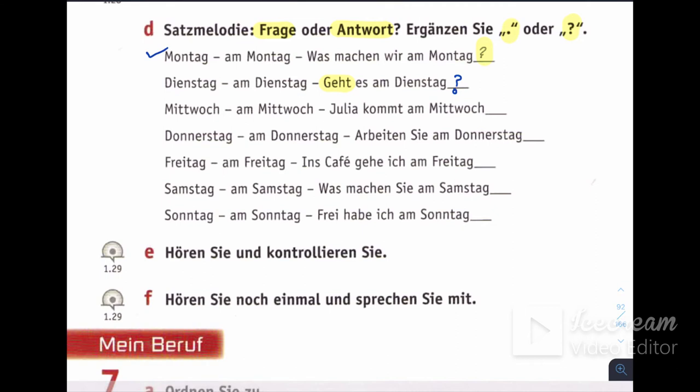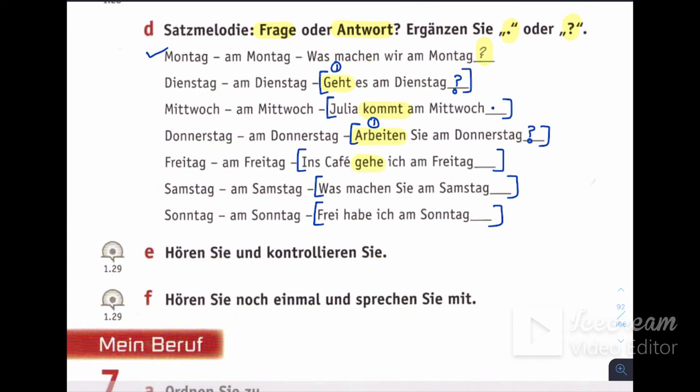Next one. Julia kommt am Mittwoch. Yes. Verb is here on second position. So, what will come here? Dot. Clear now? See here. Arbeiten Sie am Donnerstag? This one is the complete sentence. Verb on first place. Here also verb on first place. Question mark.